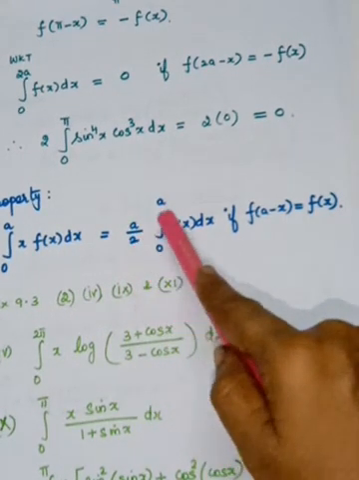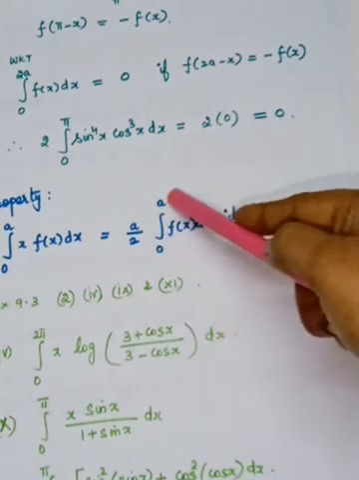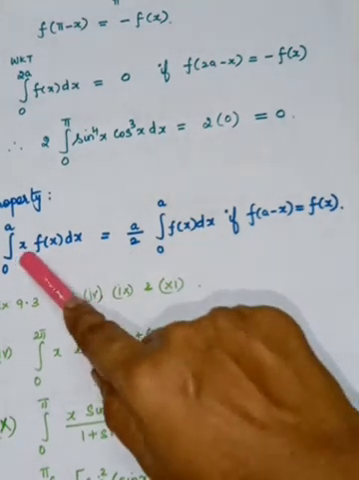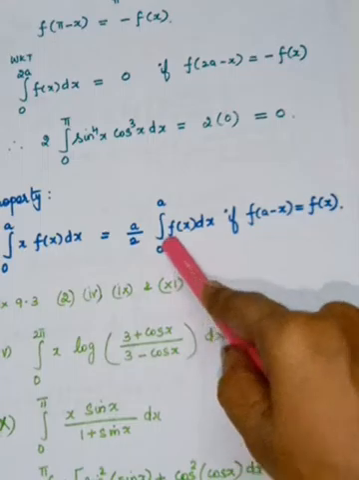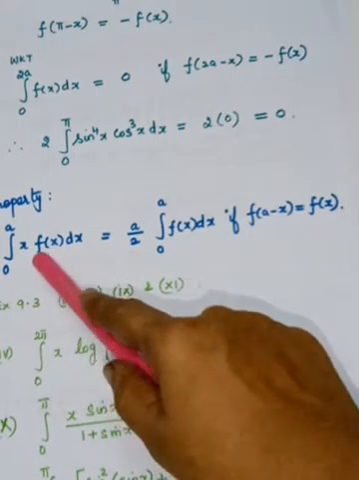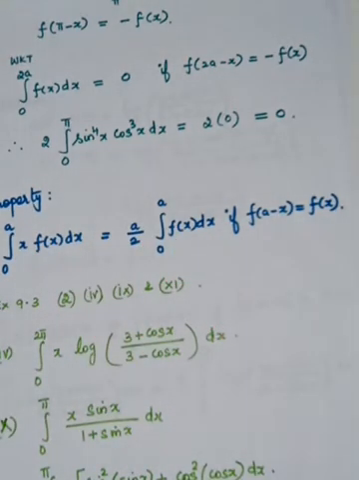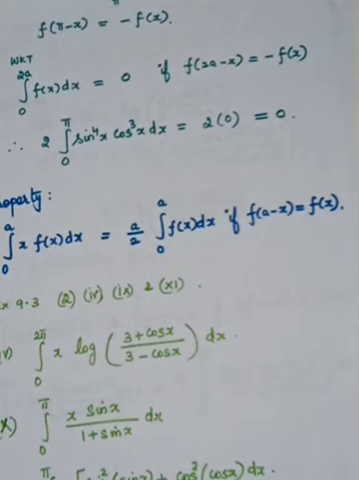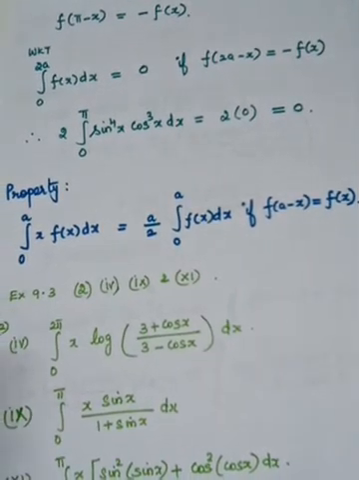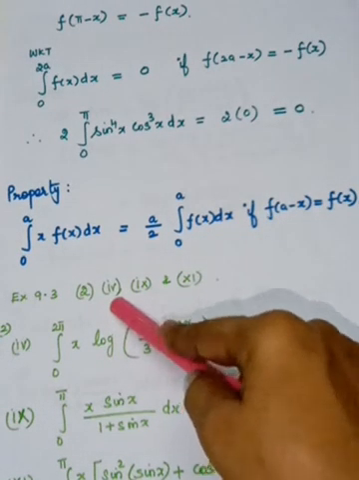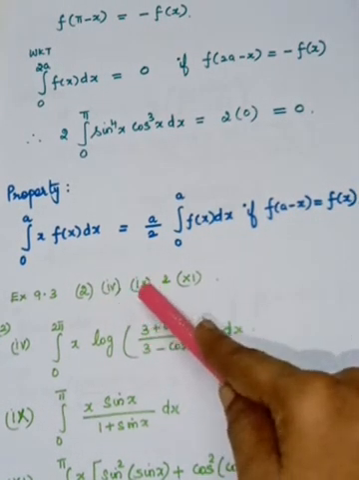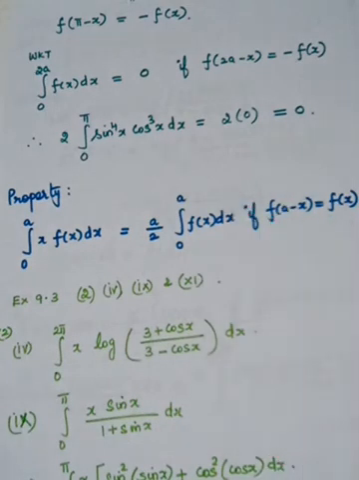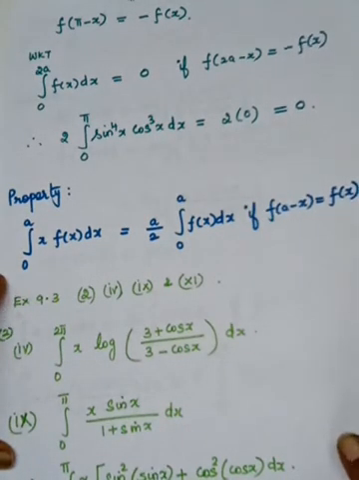This integral can then be written as a by 2 integral 0 to a f of x dx. So you see that in this result no x is present. If you want to remove the x, you can use this property. In exercise 9.3, the second problem number 4, the fourth subdivision, the 9th subdivision and the 11th subdivision, you have this type of model problem.